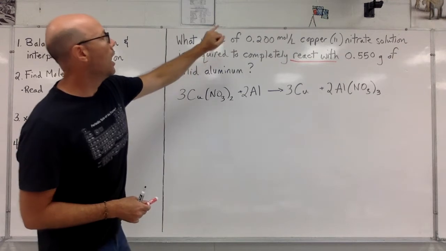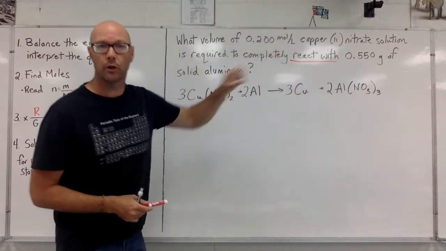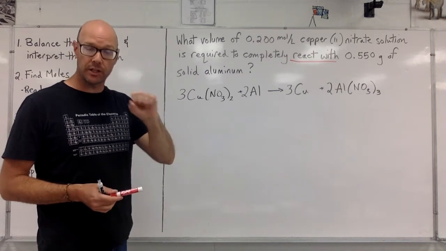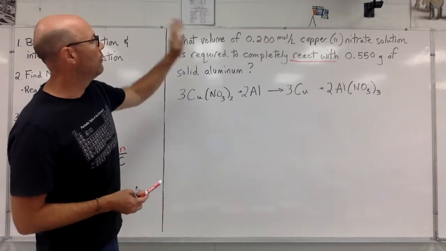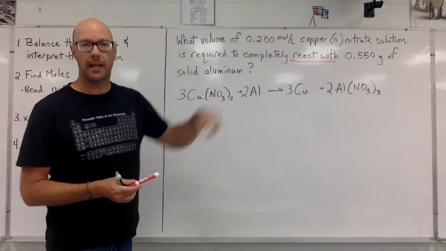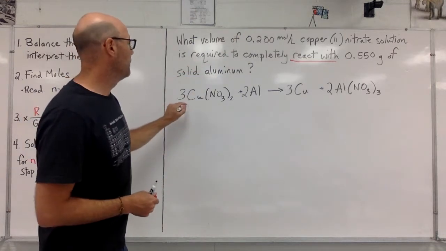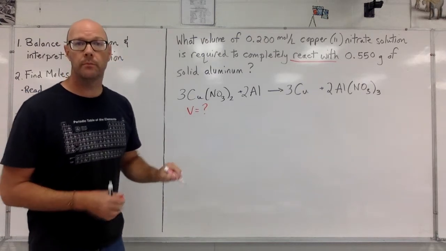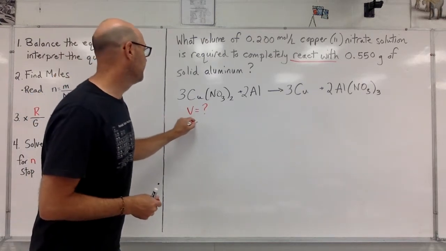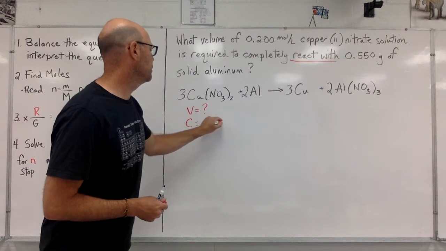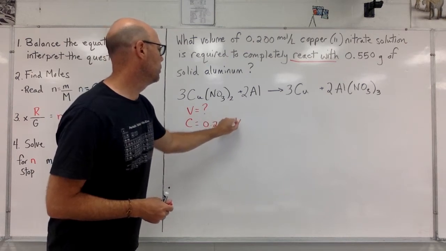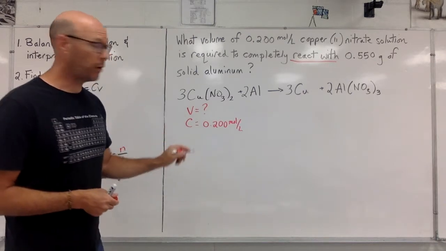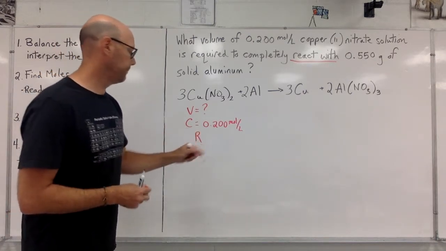What volume of concentration chemical? There's our standard way that this information is presented to us to logically link those 3 things together. Volume of concentration chemical. So we're looking for the volume of copper 2 nitrate. We have the concentration, 0.200 moles per liter. And that's where the question mark is, R.